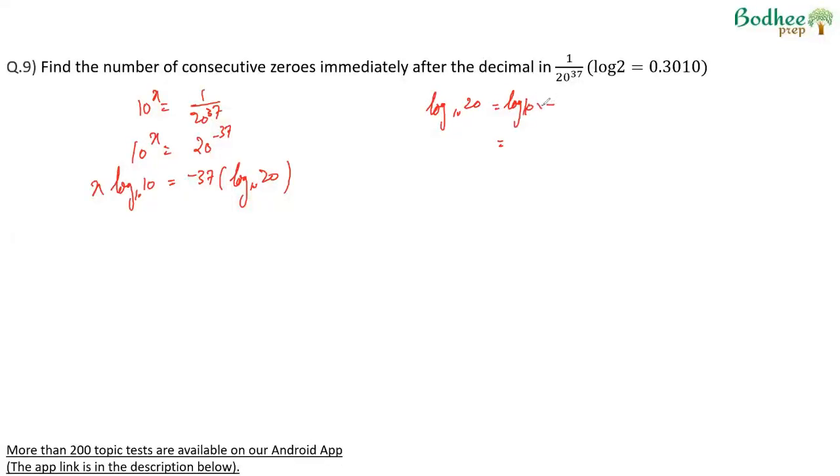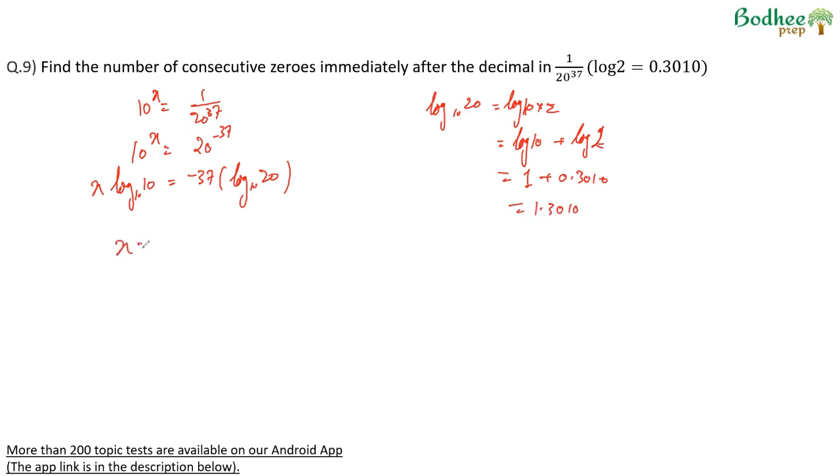So 10 into 2, we write 20. This becomes log of 10 plus log of 2. Log of 10 we know is 1 to the base 10. Log of 2 to the base 10 is 0.3010. And therefore log of 20 is 1.3010.